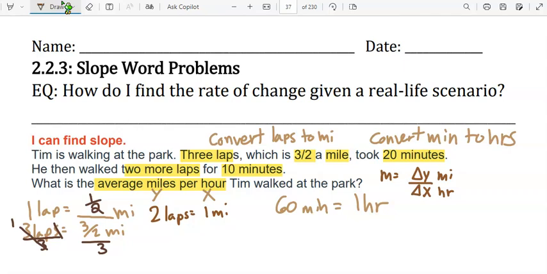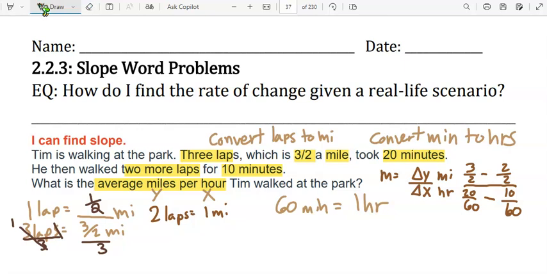So 3 laps is 3/2 of a mile. And that took 20 minutes, which was 20 out of 60, because there's 60 minutes in 1 hour. And then it was 2 laps, which is 1 mile, also known as 2 over 2. It was 10 minutes, so 10 over 60.